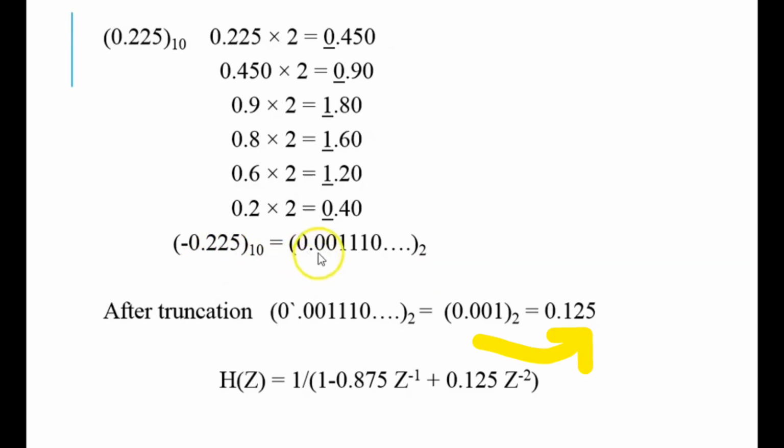So in the direct form 1 equation, H(z) = 1 / (1 - 0.95 z^-1 + 0.225 z^-2), you have to replace 0.95 by 0.875. Similarly, 0.225 you have to replace by 0.125 z^-2. So this is how you have to do it for the direct form 1. The next question is the cascade form.